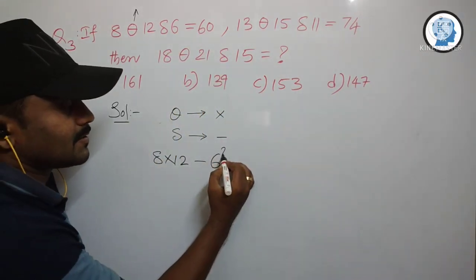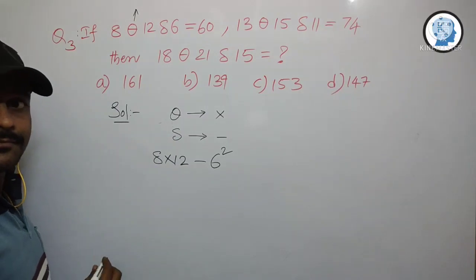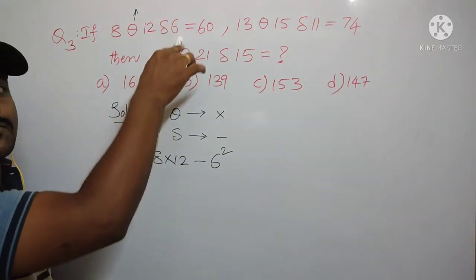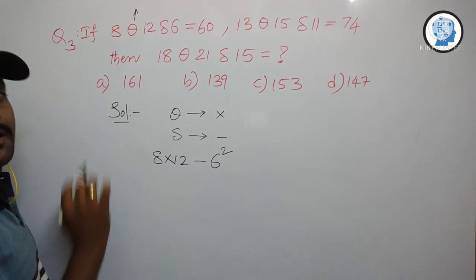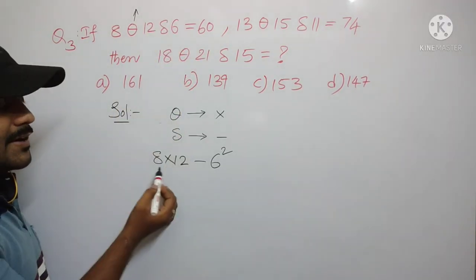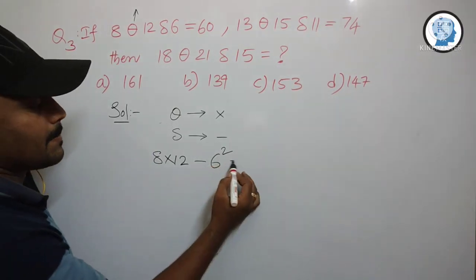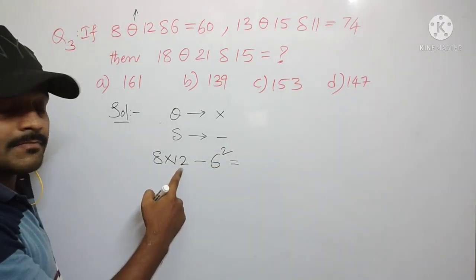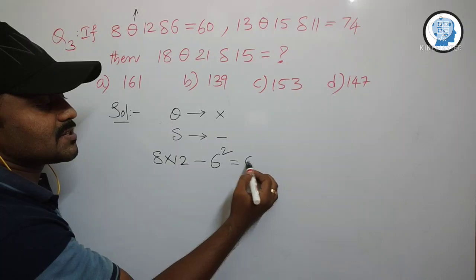That is nothing but 6 square. So last number I am squaring. First two numbers multiplying, and the last number, 6 square, I am subtracting from the first two numbers' multiplication. Then this is 96 minus 36, which gives you 60.